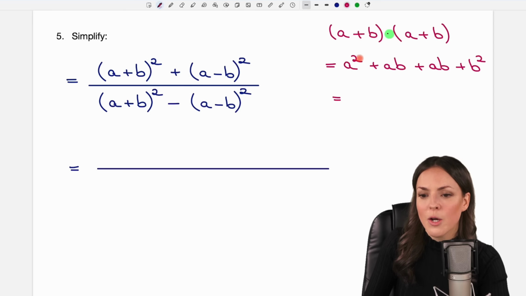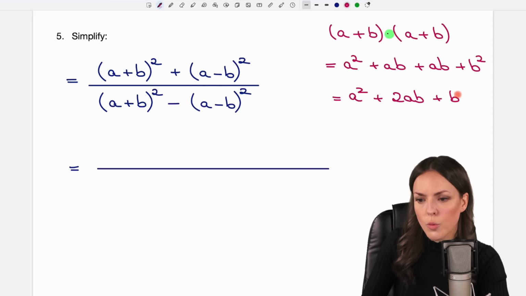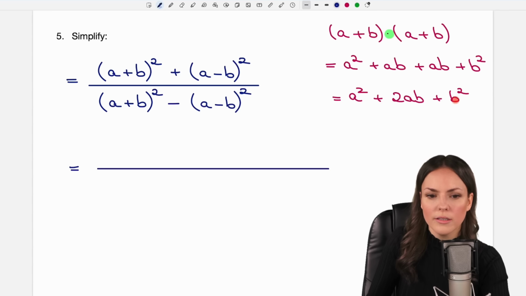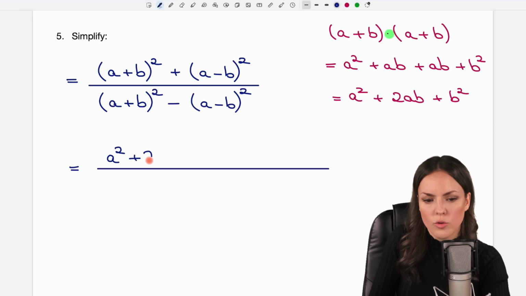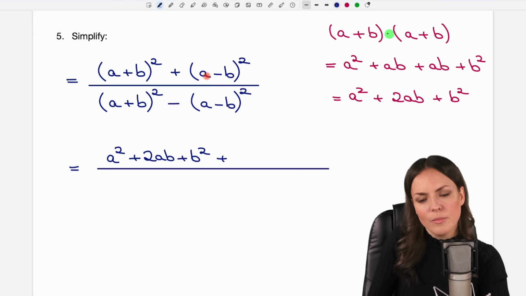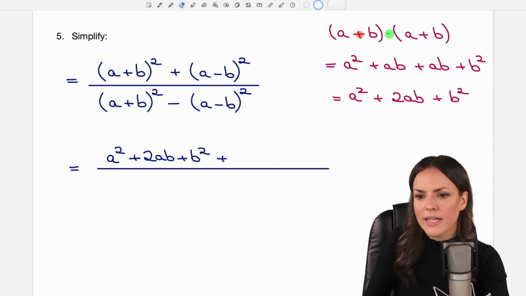If we simplify this, we have a squared, ab plus ab equals 2ab, and then the plus b squared. So this is the result of our first parentheses here. It's a squared plus 2ab plus b squared. Then we have the plus. And now, very similar, just with a minus. So let's replace the plus here by a minus, and let's see what happens with all these things here.